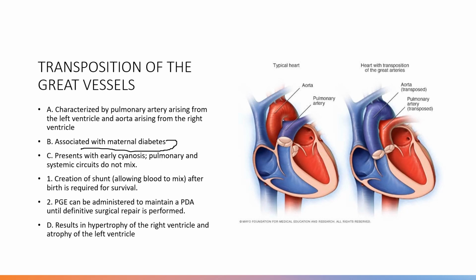It presents with early cyanosis, as the pulmonary and systemic circuits do not mix. The treatment is very important in this case, as the body does not get enough oxygen to survive. Creation of a shunt allowing blood to mix after birth is required for survival, and PGE keeps the patent ductus arteriosus open. What is the full form of PGE? It is prostaglandin E. PGE can be administered to maintain the PDA until definitive surgical repair is performed. It causes hypertrophy of the right ventricle and atrophy of the left ventricle. So this is about the transposition of great vessels.